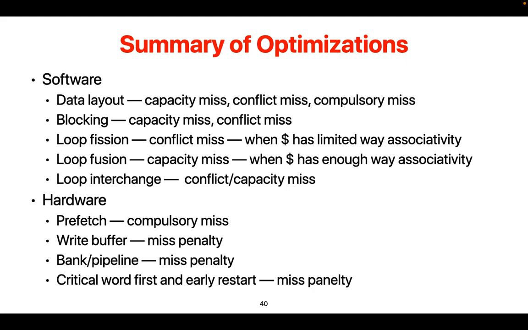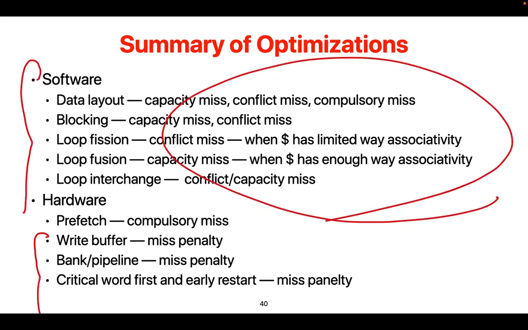Data layout helps improve all types of cache misses. Blocking algorithms help alleviate capacity misses and conflict misses. Loop fission alleviates conflict misses and capacity misses, and loop interchange alleviates conflict misses or capacity misses. And for hardware, we can only alleviate the miss penalty, but with software, all we are doing is avoiding those misses. So you are more important than the hardware guys in terms of code performance.